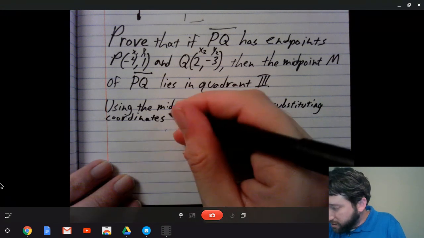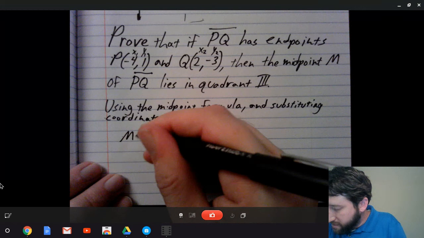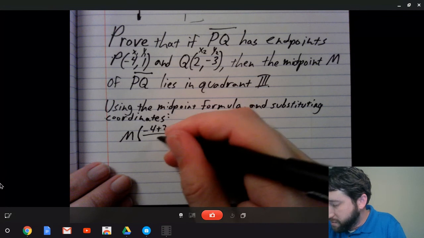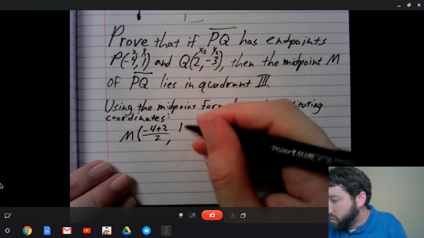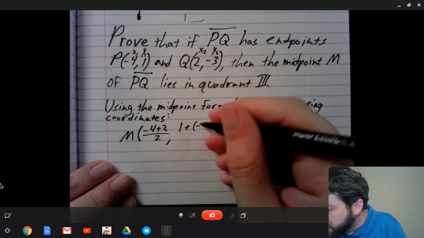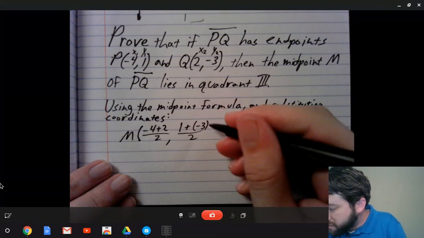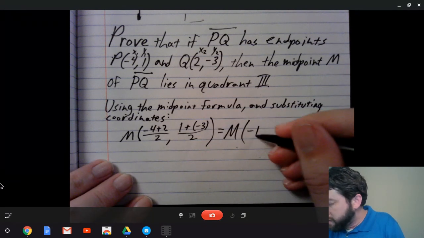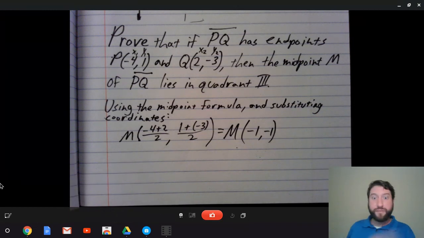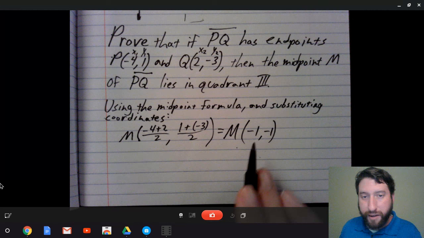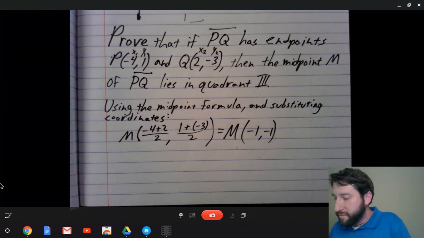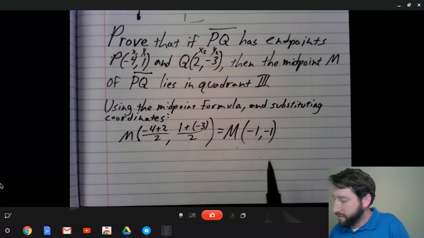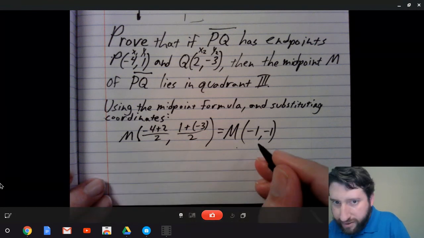So let's see here. If I substitute in the coordinates, I get M of (-4 plus 2 divided by 2, comma, 1 plus -3 divided by 2). All right. Now, if I do the arithmetic on this one, I get M of (-1, -1). All right, so far so good. So that's the midpoint. The midpoint is (-1, -1). But again, we're still in our proof. So I still have to go from here to saying that it's in quadrant 3.